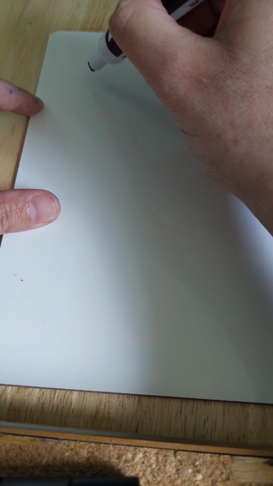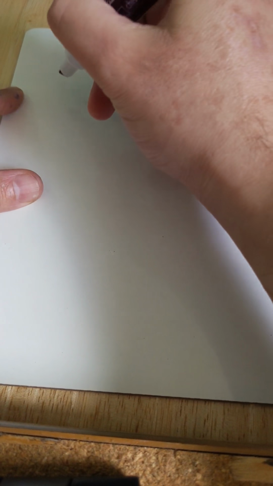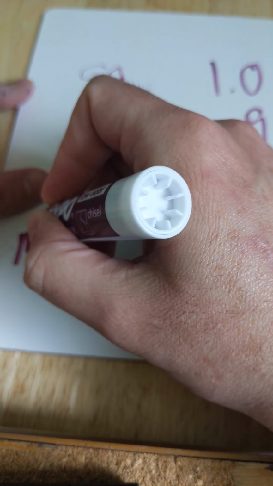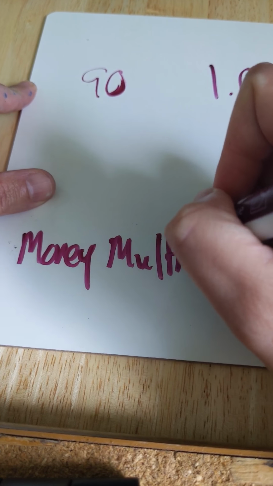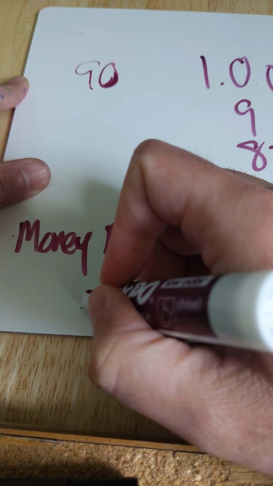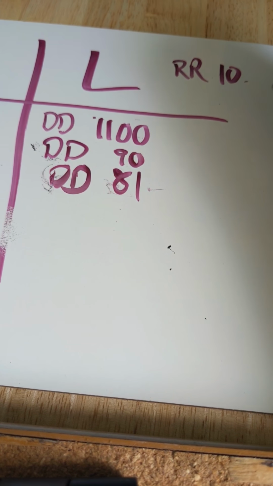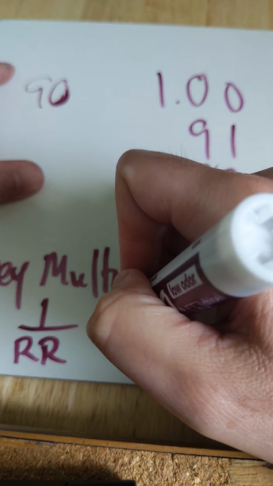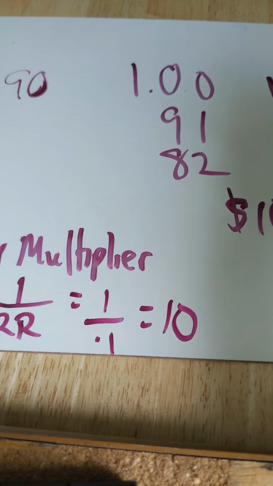So if we have a loan for, how much was our initial loan? $90. The formula for the money multiplier is 1 over reserve rate, which is 10%. So 1 over 10% is a money multiplier of 10.